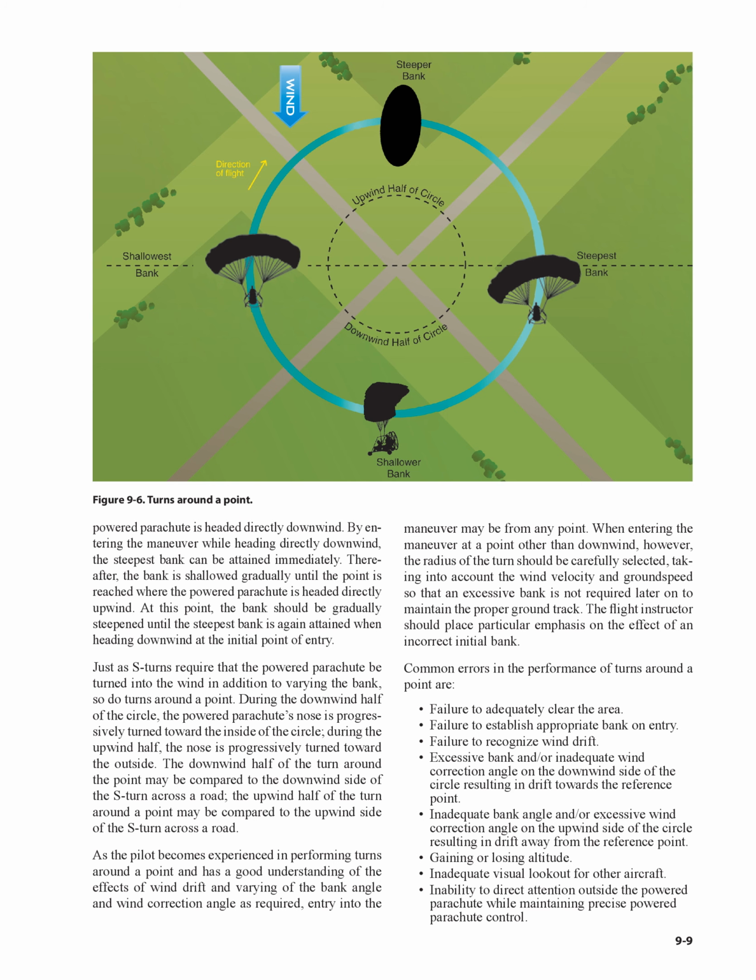Common errors in the performance of turns around a point are: failure to adequately clear the area, failure to establish appropriate bank on entry, failure to recognize wind drift, excessive bank and/or inadequate wind correction angle on the downwind side of the circle resulting in drift towards the reference point, inadequate bank angle and/or excessive wind correction angle on the upwind side of the circle resulting in drift away from the reference point, gaining or losing altitude, inadequate visual lookout for other aircraft, inability to direct attention outside the powered parachute while maintaining precise powered parachute control.